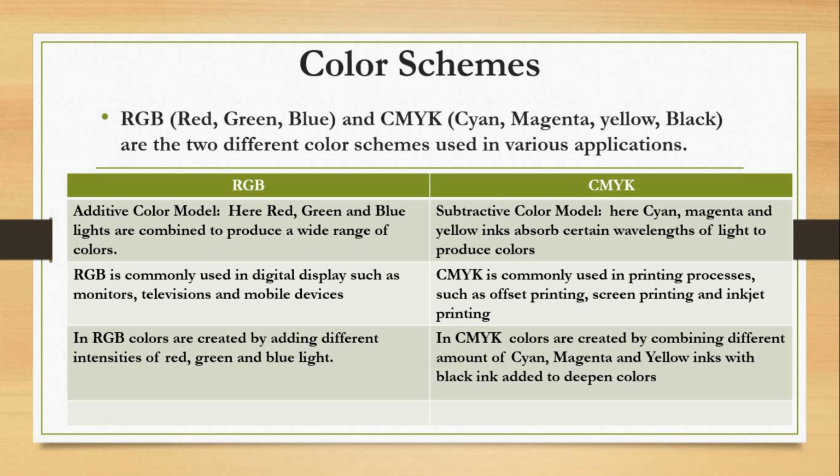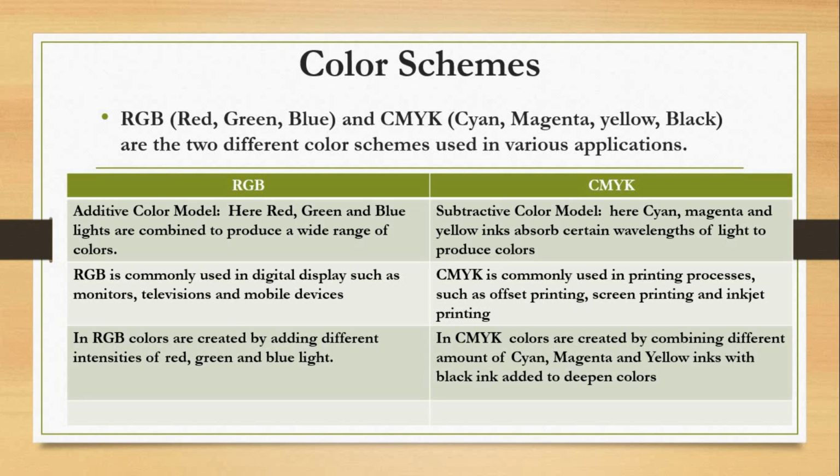So RGB is an additive color model. Here red, green and blue lights are combined to produce a wide range of colors. Whereas CMYK is a subtractive color model. Here cyan, magenta and yellow inks absorb certain wavelengths of light to produce colors. RGB is commonly used in digital displays such as monitors, television and mobile devices. CMYK is commonly used in printing processes such as offset printing, screen printing and inkjet printing.